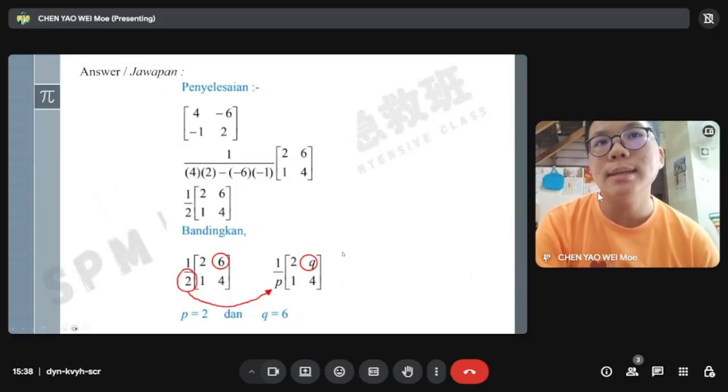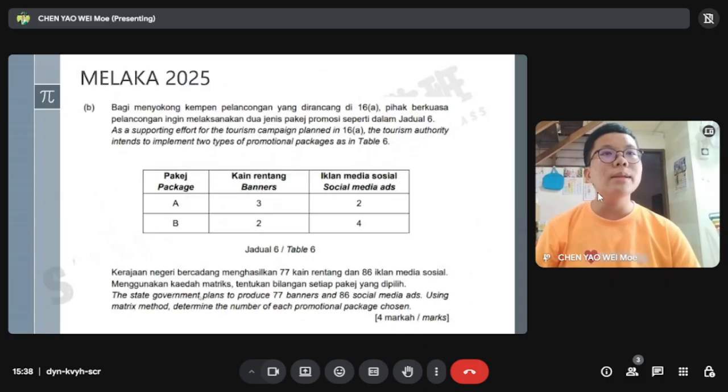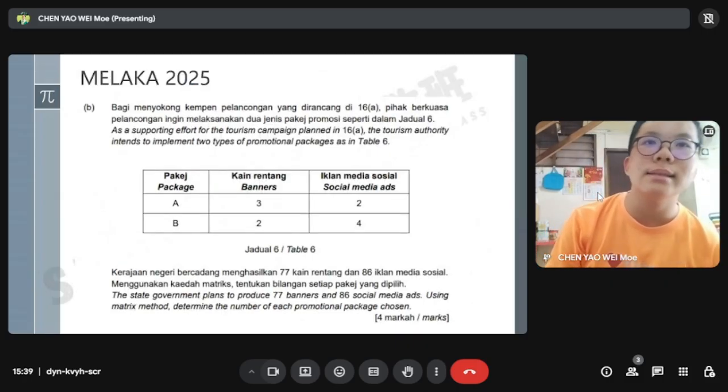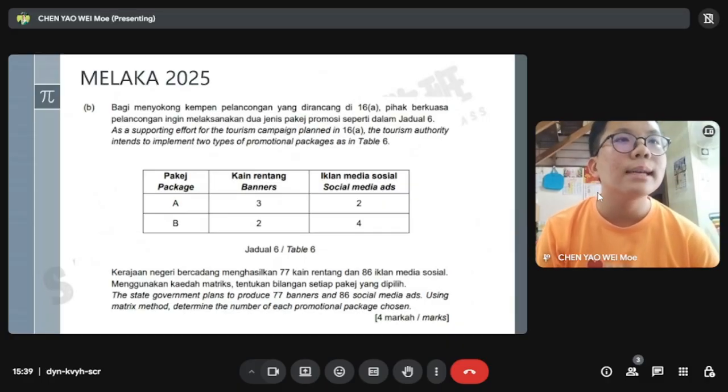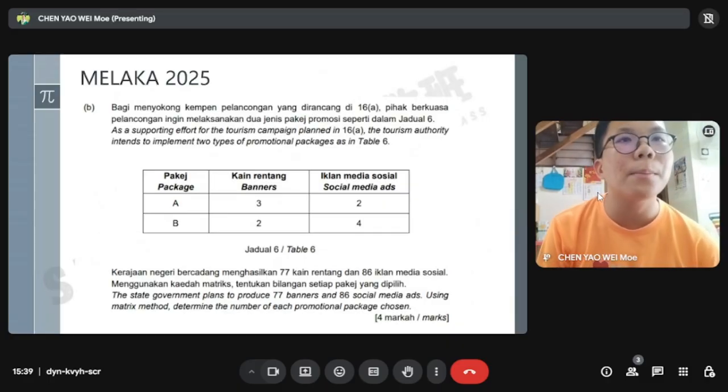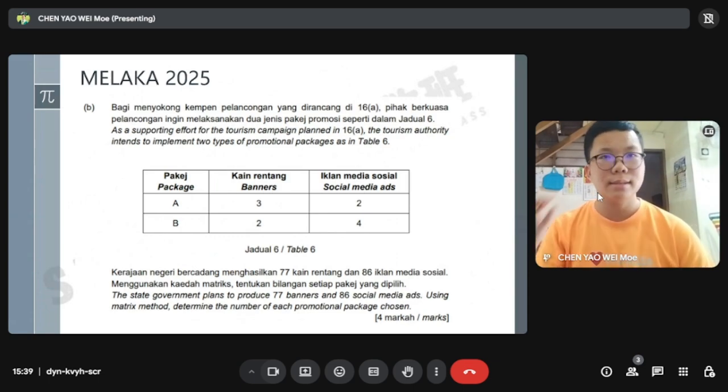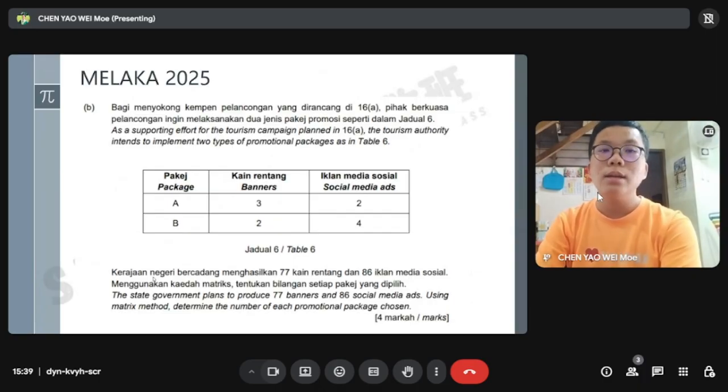Now we try for the question. A supporting effort for the tourism campaign planned in 16A, a tourism authority intends to implement 2 times of the promotional package as in table 6. It is the table, and the government plans to produce 77 banners and 86 social media ads. Using the matrix method, determine the number for each promotional package chosen.